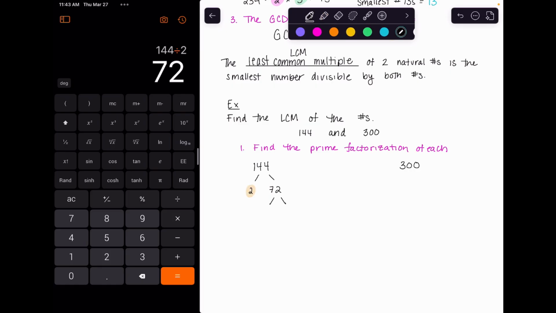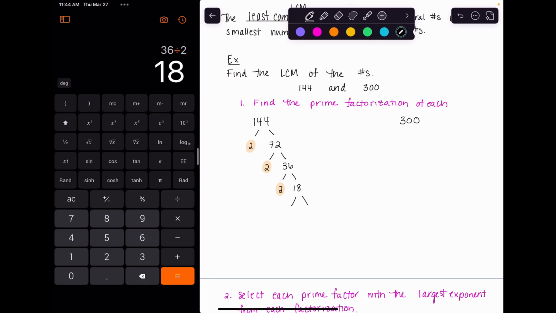Then again, I want to break this down. It divides by 2 again. So we get 2 times 36. And 2 is a prime number. Then I want to see, is 36 divisible by 2? And indeed it is. That gives me 2 times 18. So another prime number at the end.